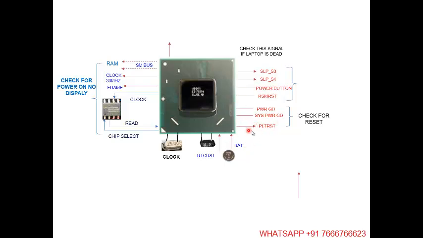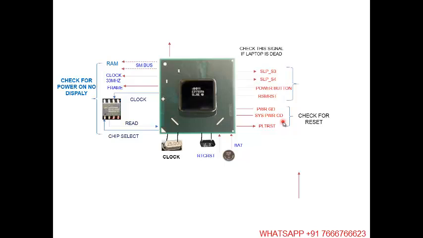PLT reset, this signal you can check either on the SIO or on the Wi-Fi card pin number 22. The Wi-Fi card slot is there, no? On that pin number 22, you have to get 3 volt there. Or you can check on the SIO. The pin name is LPT RST. Of course, it will be 3 volt.